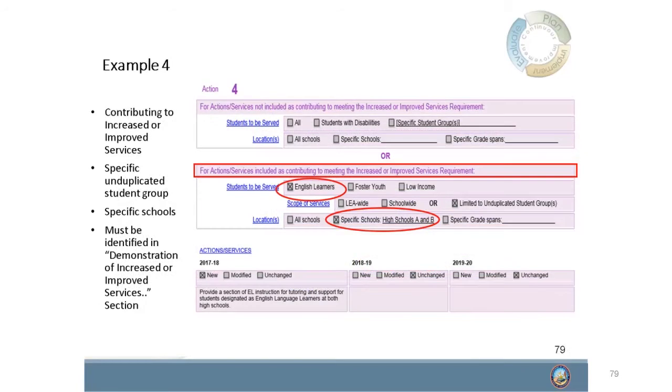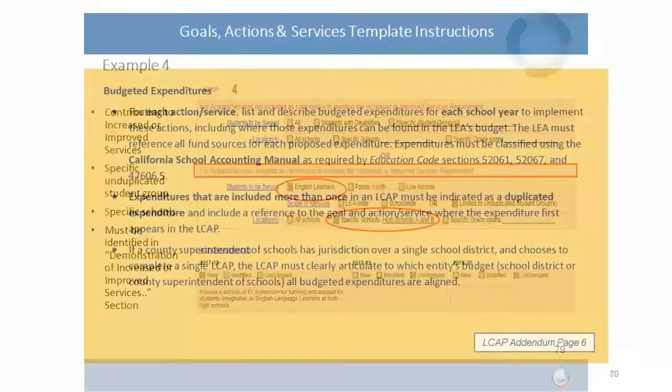This is an example of another action that is contributing to the increased or improved services requirement, but is focused on English learners at the selected schools as indicated. In most cases, the specific schools box would not apply to charter schools since they are generally single sites.